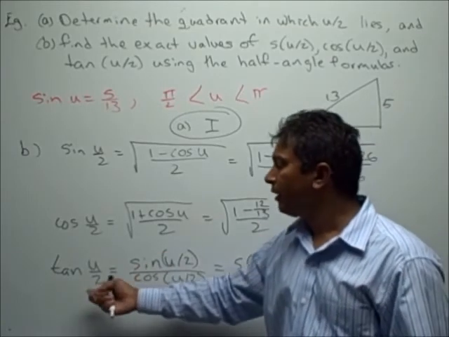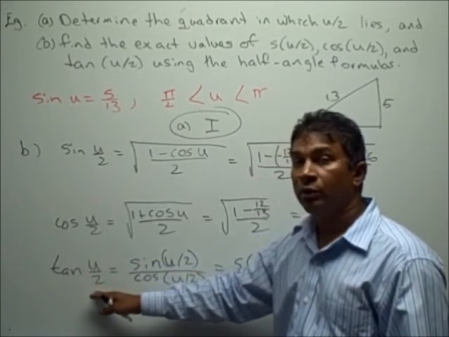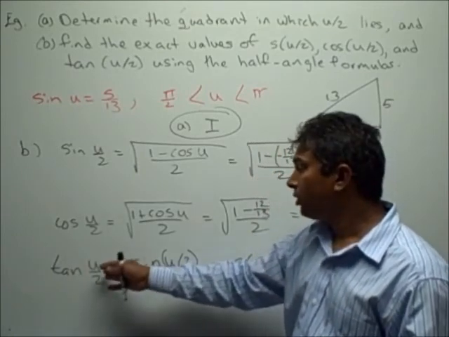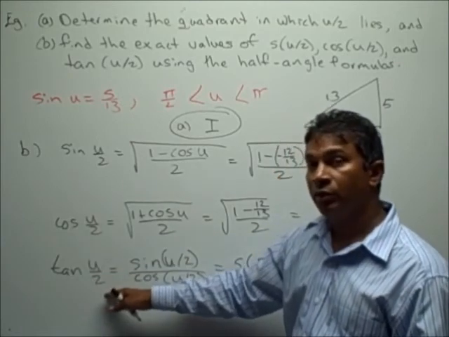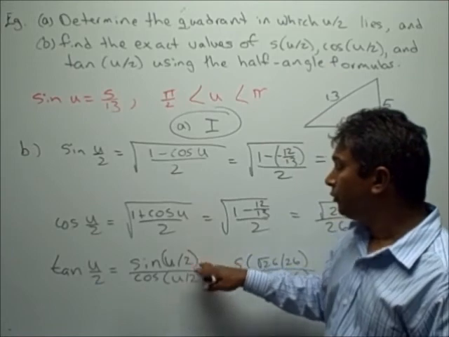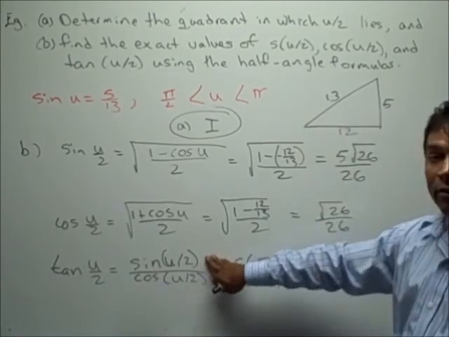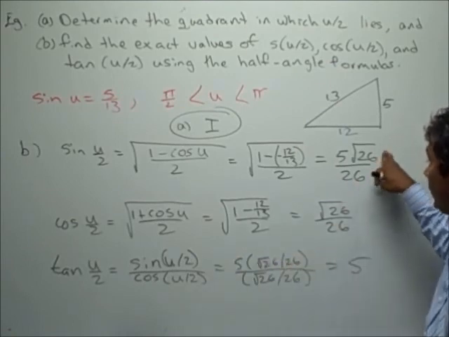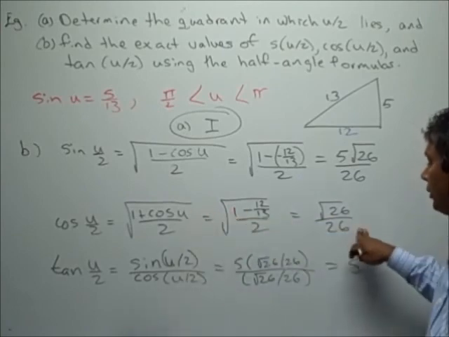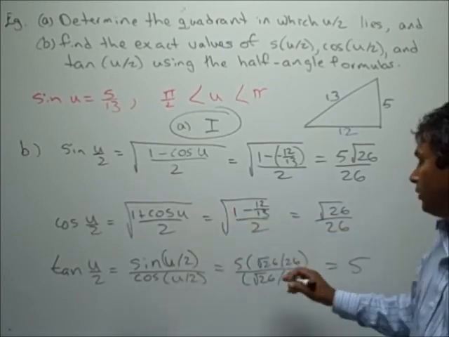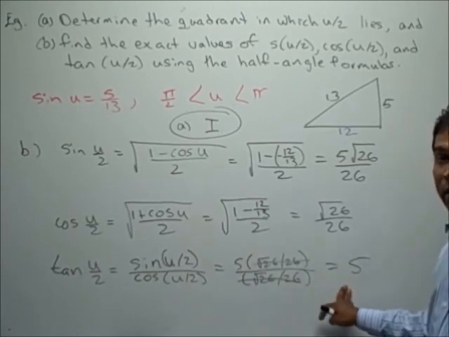Now we can use our half angle identity to evaluate the tan of u over 2, or we can use our quotient identity. We know tan is equal to sine over cosine, so the tan of u over 2 is equal to the sine of u over 2 all over the cosine of u over 2. We have already established that the sine of u over 2 is 5 times the square root of 26 over 26, and the cosine of u over 2 is equal to the square root of 26 over 26. So if we cancel these two, we're just left with tan of u over 2 is equal to 5.